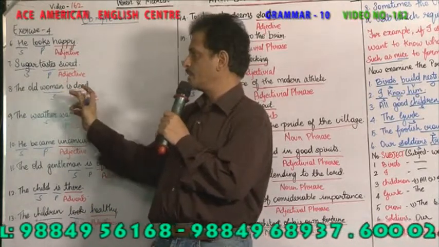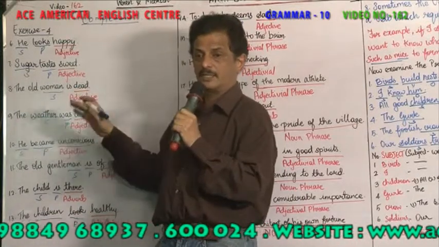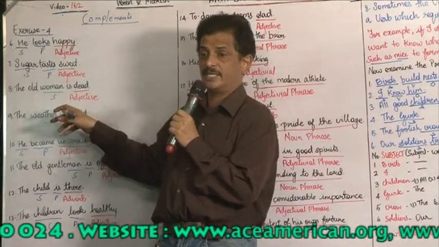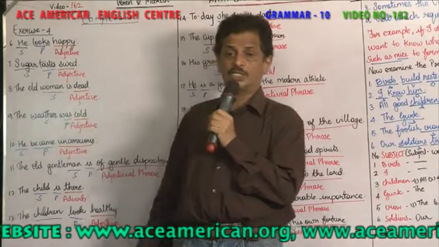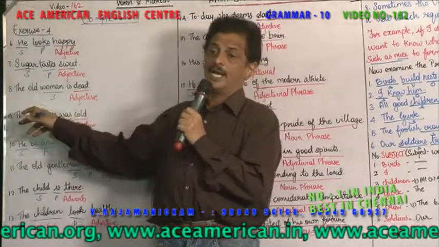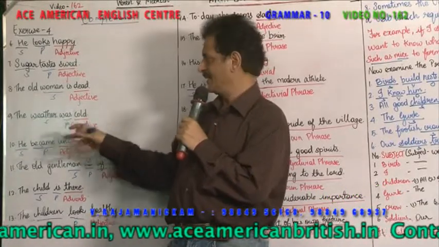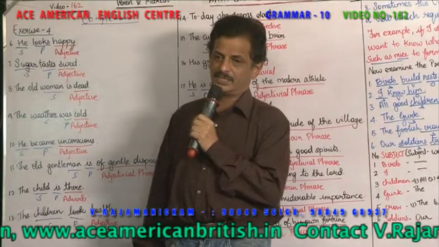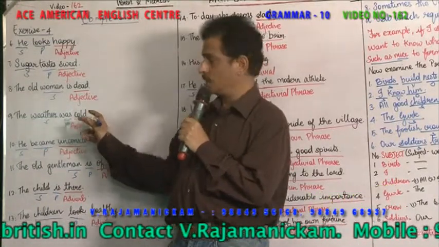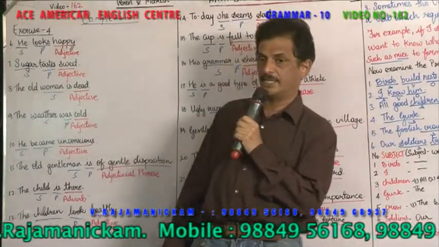The old woman is dead. The old woman and dead are both same, right? She is dead, that is a being, what she is now. The woman is the subject, is the predicative, and dead is the predicative adjective complement. The weather was cold. Weather is the subject word, and was is a predicate. Predicate is usually the verb, and it takes the complement cold. So the quality of weather is the coldness. So cold becomes an adjective predicative complement.